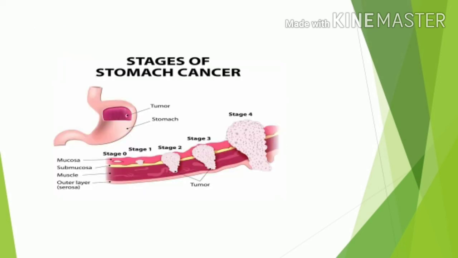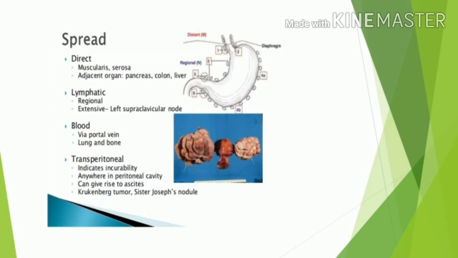Stages of stomach cancer. Stage 0 invades mucosa. Stage 1 invades submucosa. Stage 2 and Stage 3 invade muscularis. Stage 4 invades serosa. Spread: direct, muscularis and serosa. Lymphatic, regional, extensively to the left supraclavicular node. Blood, via portal vein, to lung and bone.